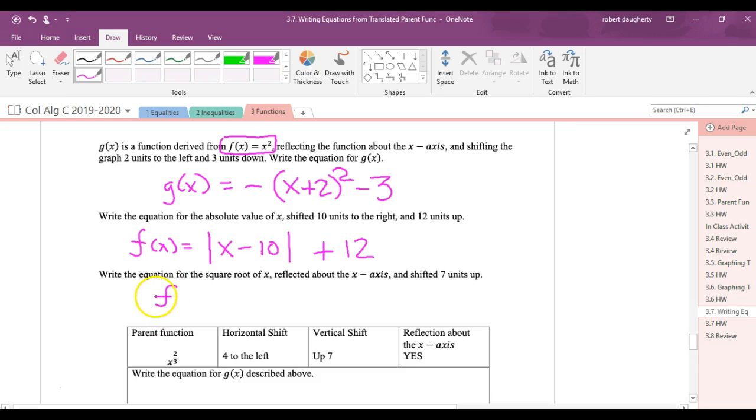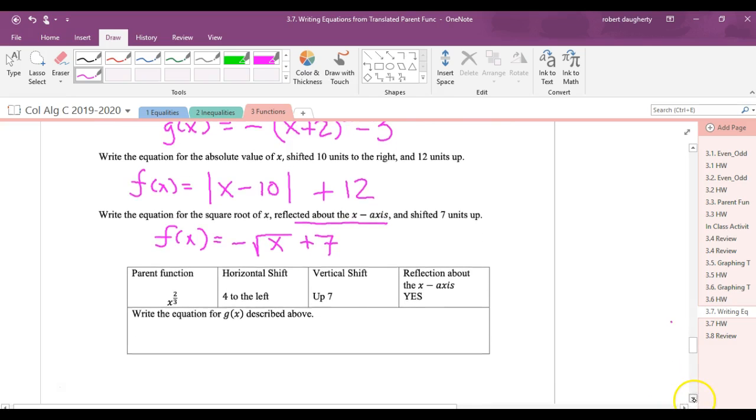Write the equation for a function that is the square root of x reflected about the x-axis and shifted 7 units up. So what does the reflected about the x-axis give me? Negative sign. Is it moving left or right? No, so what goes here? Just x. And then how do I move it up 7? Plus 7 on the tail end of that. And that is it. Pretty straightforward?